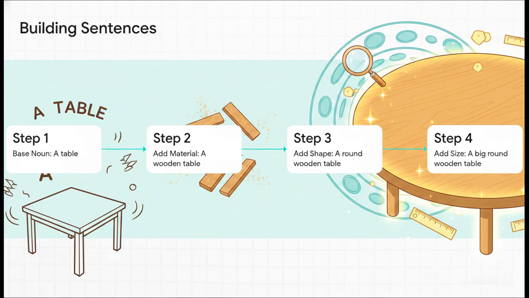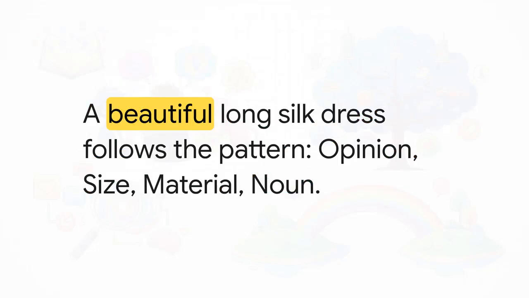Size, then shape, then material. Let's look at another one to really lock this in. A beautiful long silk dress. First, our opinion, beautiful. Then its size, long. And finally, its material, silk. Opinion, size, material, noun. If you were to say a silk, long, beautiful dress, it would sound super jarring to a native ear, but now you know exactly how to stack them smoothly.